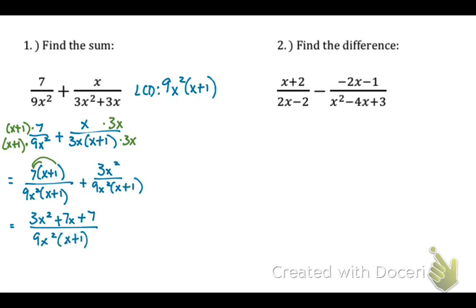Now, one final step to simplify is I look and I see, can I factor the numerator? My denominator's already factored, so I leave it. And I cannot. There's not two numbers that will multiply to give me 21 and combine to give me 7. So this is my final answer.